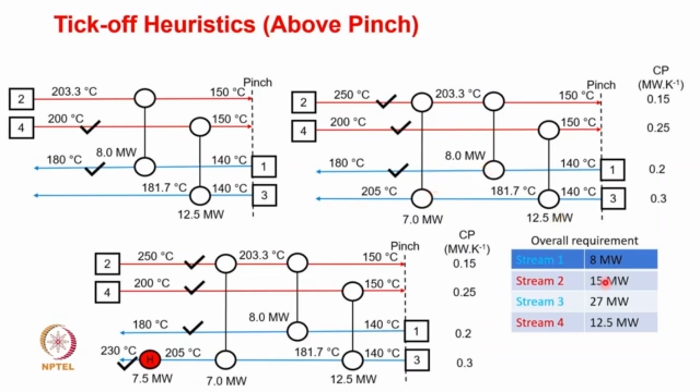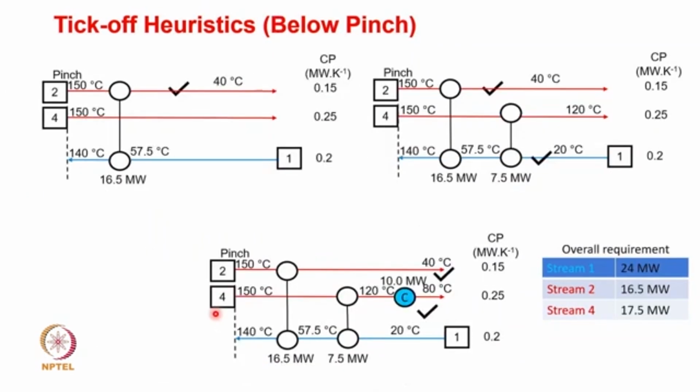So it is 15. So, if you take out the 8 out of it, it would be 7, but stream 3 requires 27 megawatt. So, 12.5 plus 7 can only give 19.5. So, you need to put additional 7.5 by means of a hot stream. In a similar way, this is the sequence in which we operate.